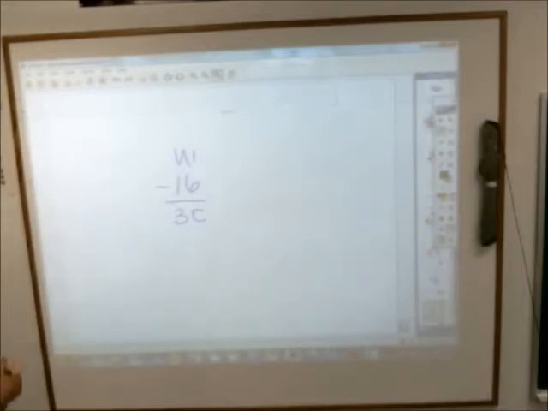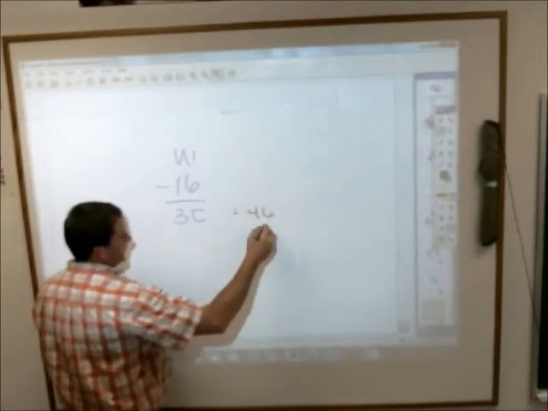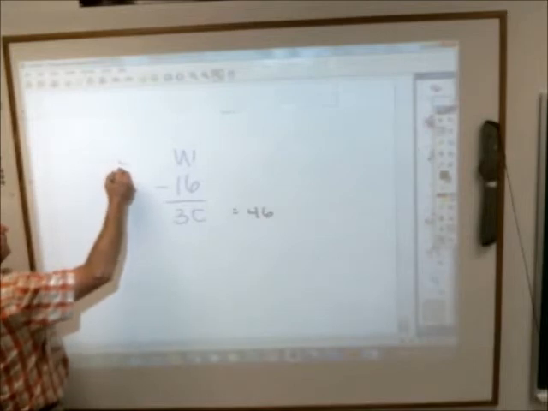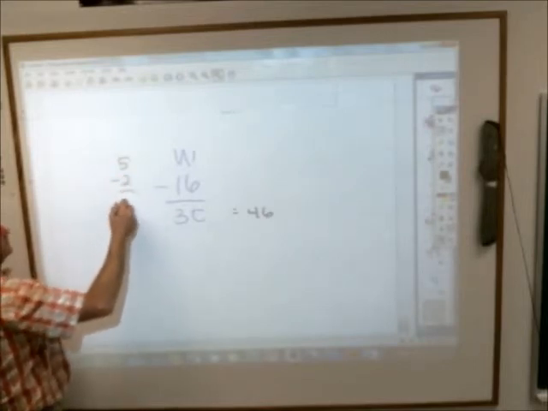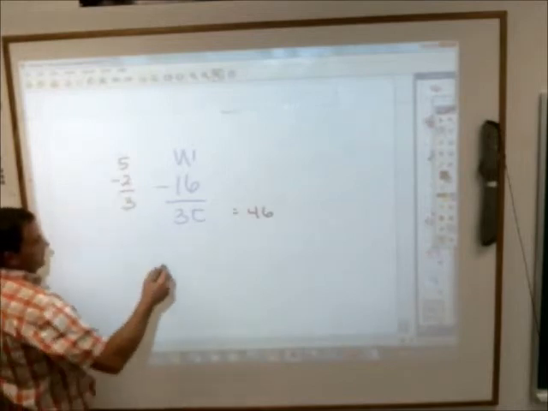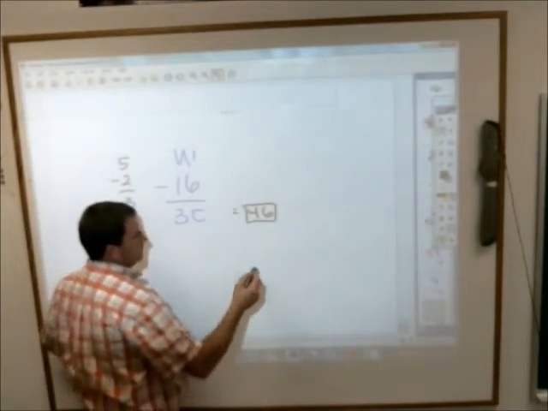Pete says 46. 46, I believe, is the correct answer. And again, if you think about this, if you do 5 minus 2 is 3, you're missing the top number like I am there, you add those two, you get 46. How about this one?